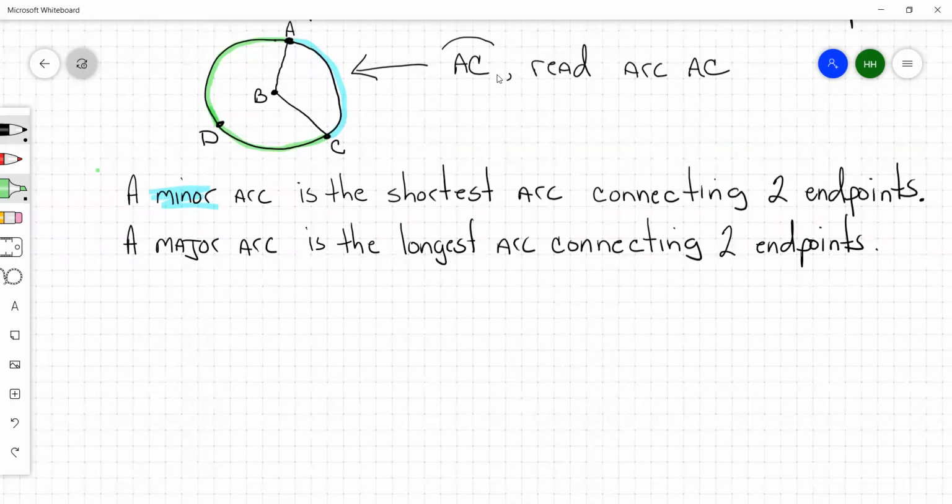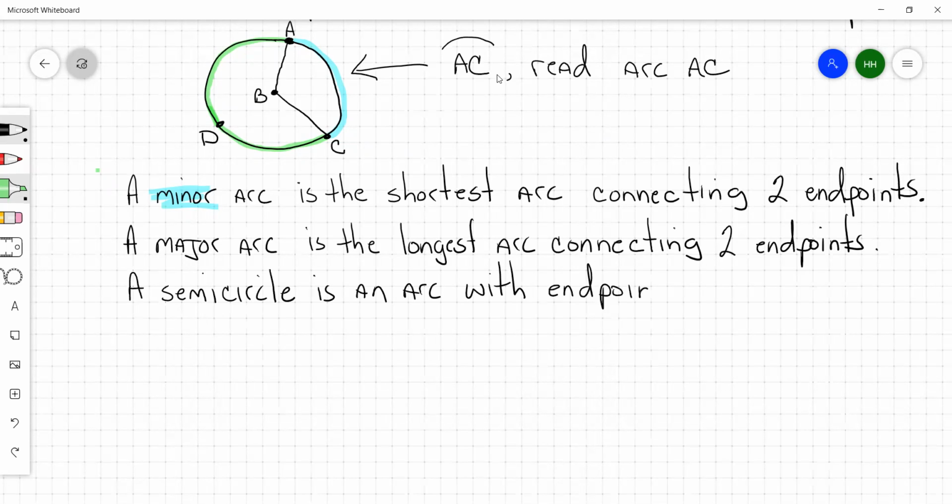And then finally, we've got a semicircle. A semicircle is an arc with endpoints on the diameter. Endpoints on the diameter.